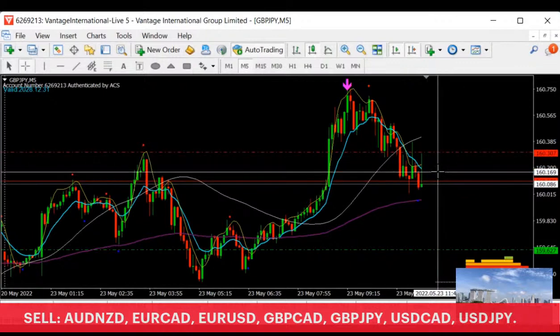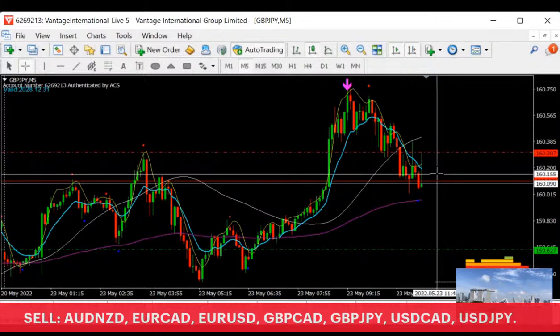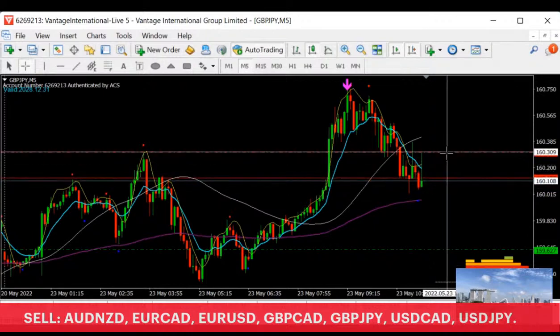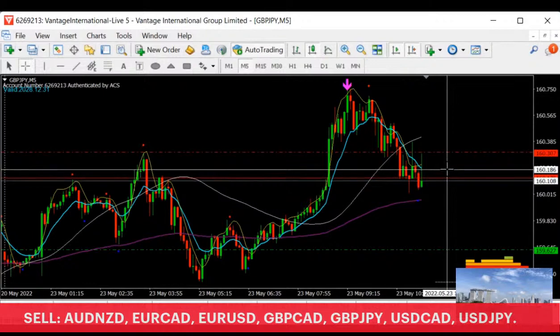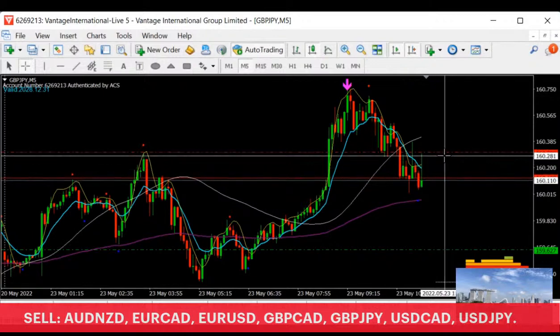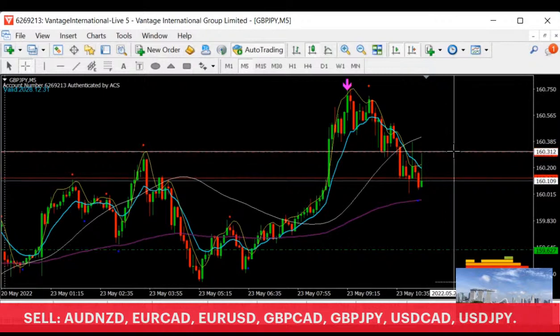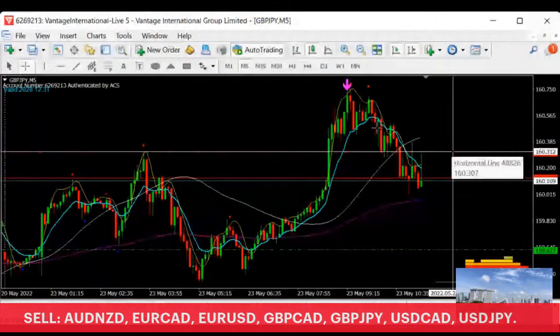If you have entered for a trade, please let me know. Let me know if I already entered for a trade. Let's say I haven't entered yet. So over here, I'm explaining the rationale.